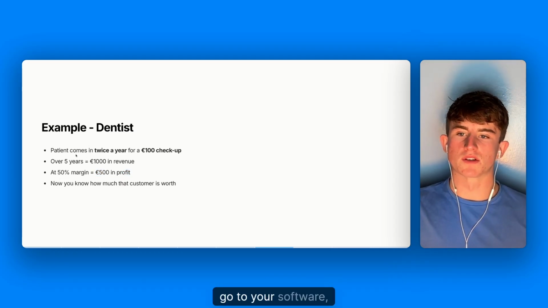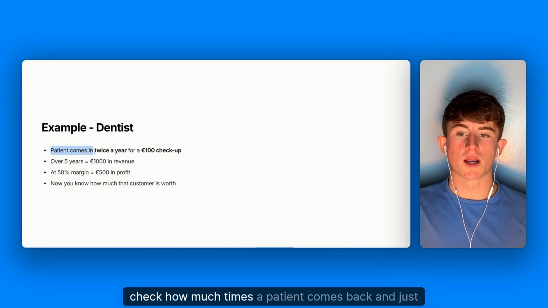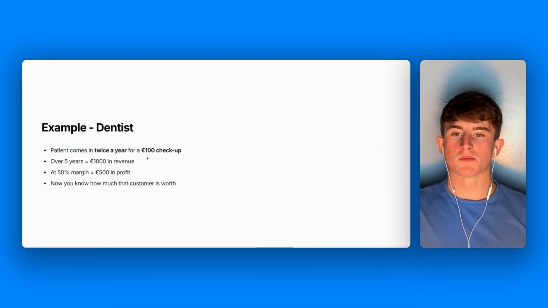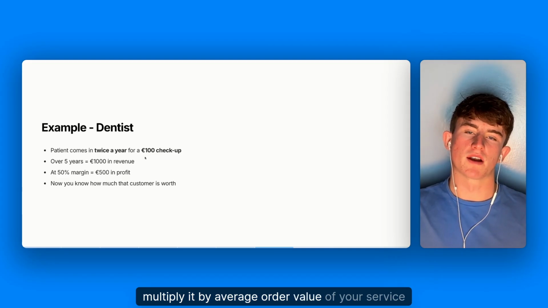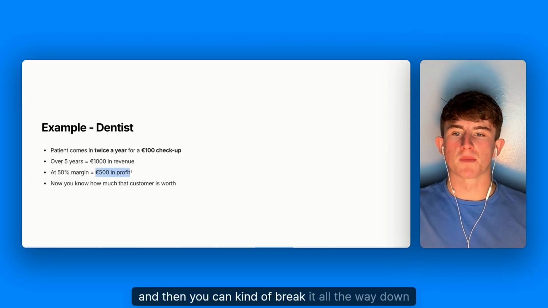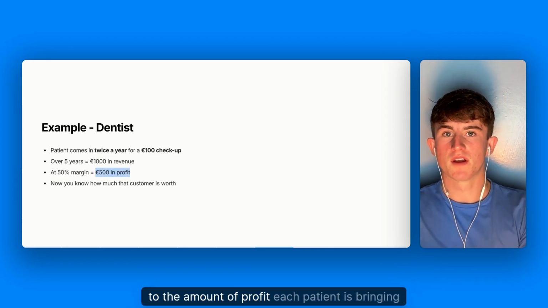Okay, so again, go to your software, check how many times a patient comes back, and just multiply it by the average order value of your service. And then you can break it all the way down to the amount of profit each patient is bringing you.